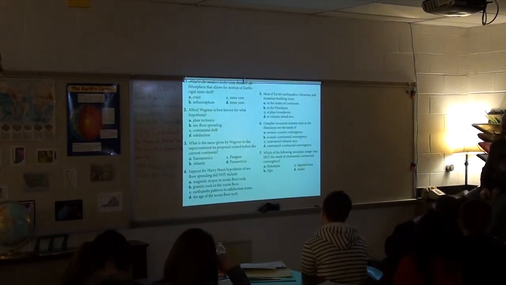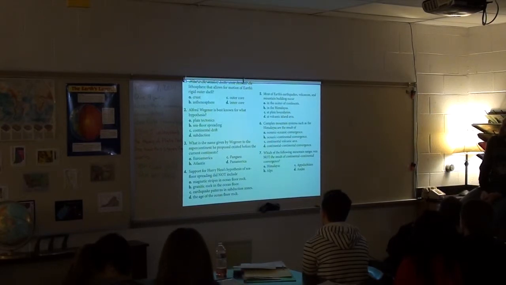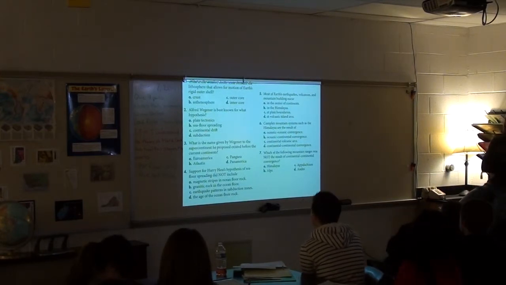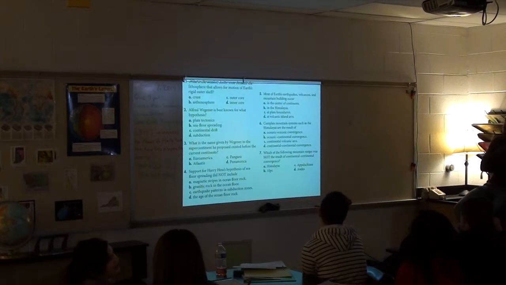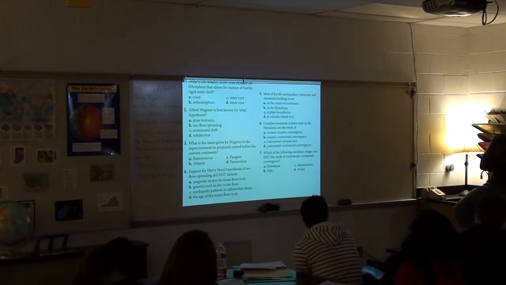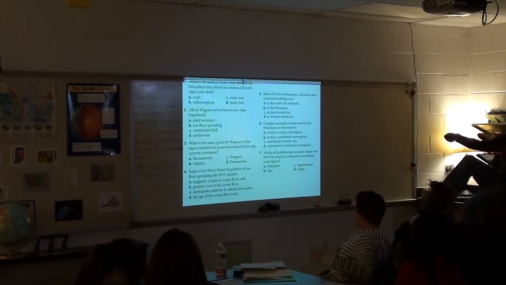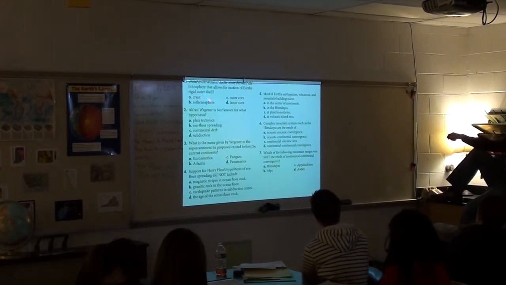Oh, that's a quiz. What is the weaker, hotter zone between the lithosphere that allows for motion of Earth's rigid outer shell? The crust? Outer? I think it's C. Oh, it's the asthenosphere. Yeah, it's the asthenosphere. Okay, so it's the asthenosphere.